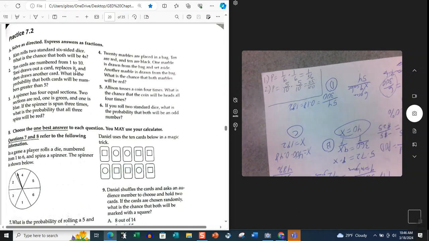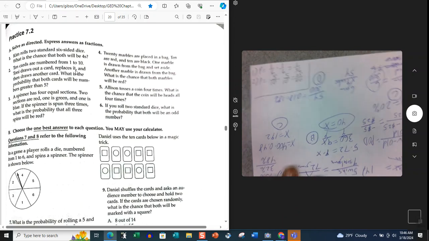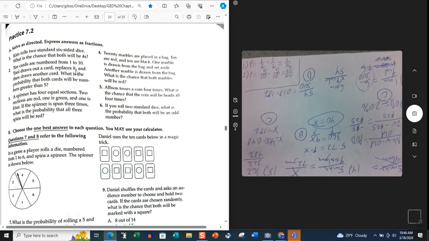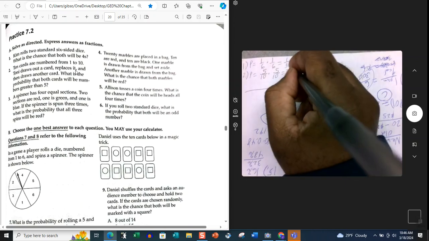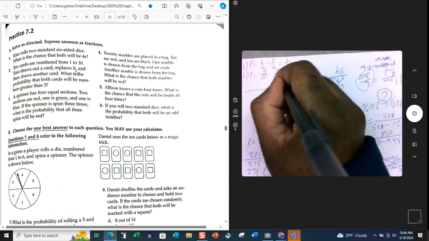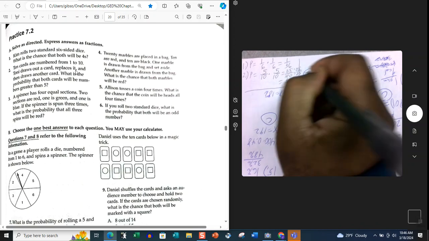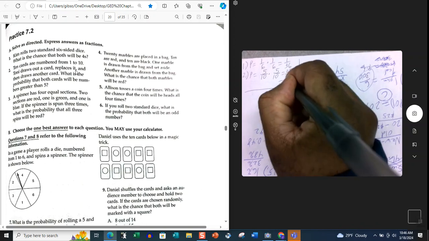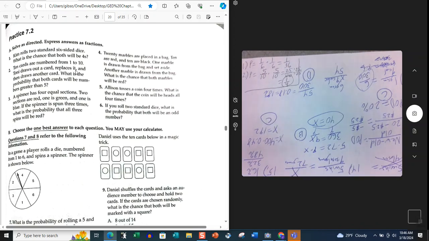25/100. Now it does not tell us that we cannot use a calculator, but actually we could do this by hand. We could divide both of these by 25. So we would have 25 divided by 25 is 1. 100 divided by 25 is 4. So it's 1/4.